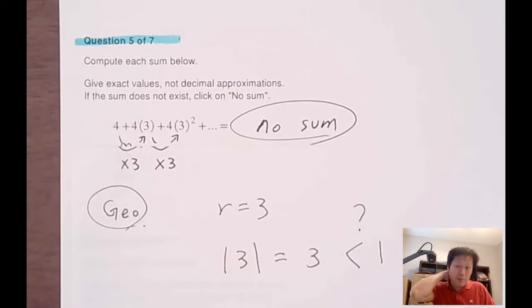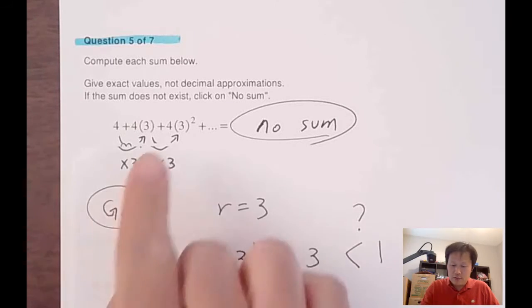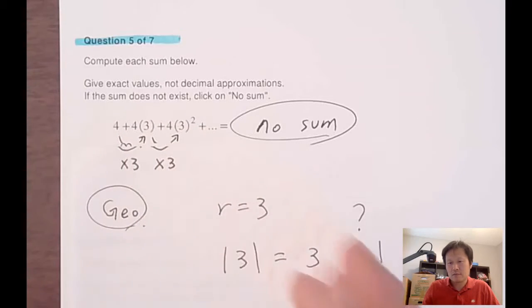Well, technically, it doesn't make any sense. More infinity, less infinity. Infinity is infinity. But when you add them, the number is not getting closer to any value. It's just going to keep growing.